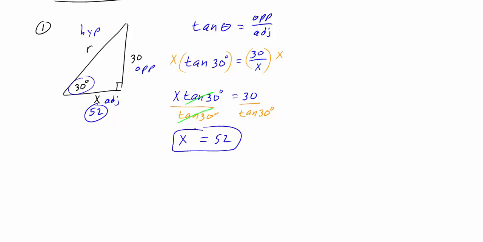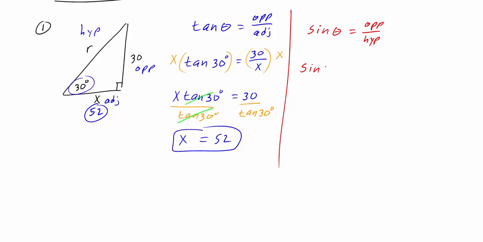Okay, so now all we have left is to solve for r. We could certainly use the Pythagorean theorem now, because we could take 52 squared plus 30 squared is equal to r squared. Instead of doing that, I want to continue to use our trig functions just to give you some practice. If we didn't know the value of x, then which one of our trig functions has the opposite and hypotenuse? That would be our sine function. Sine of theta is equal to opposite over hypotenuse.